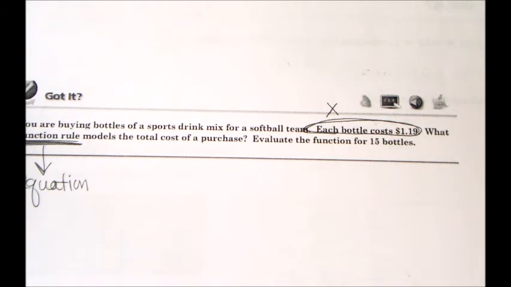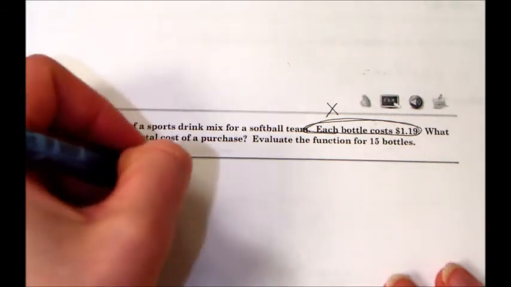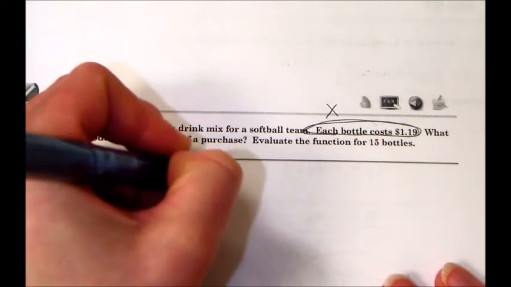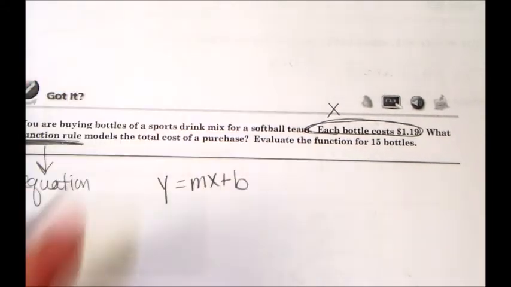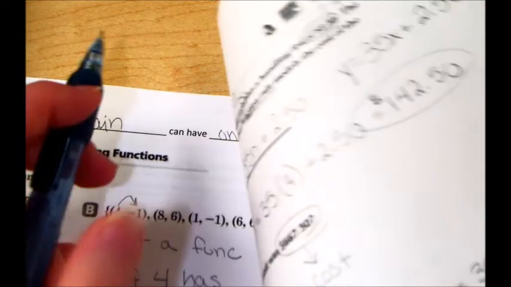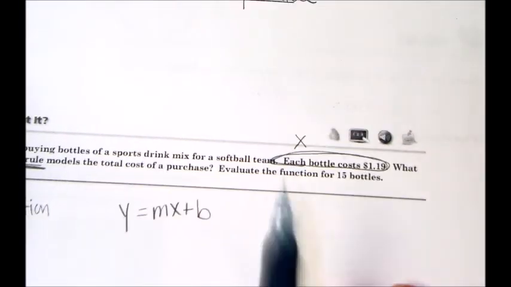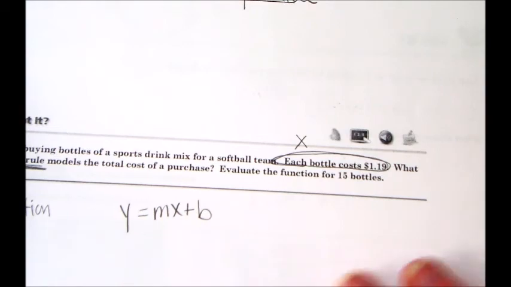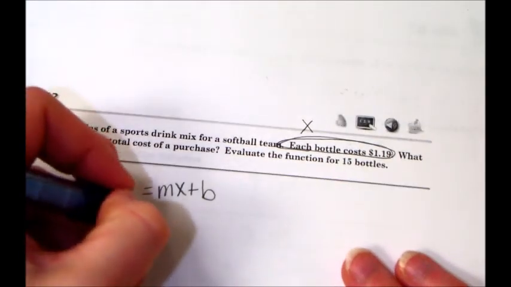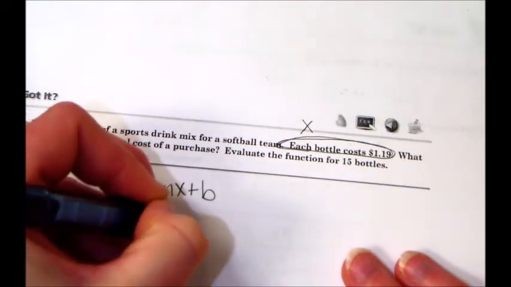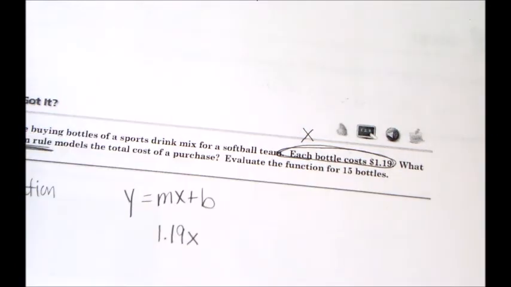All right, maybe it would be easier for you guys if we did a y equals mx plus b, because that's how we did this problem over here, this 35 and 250 problem. Let's see if you guys can find the word each. I see each bottle is $1.19. That's really just your slope. So it's $1.19 for each bottle. If you don't want to use x, you can use b for bottle.